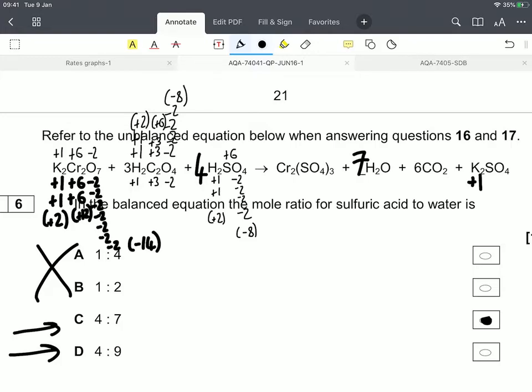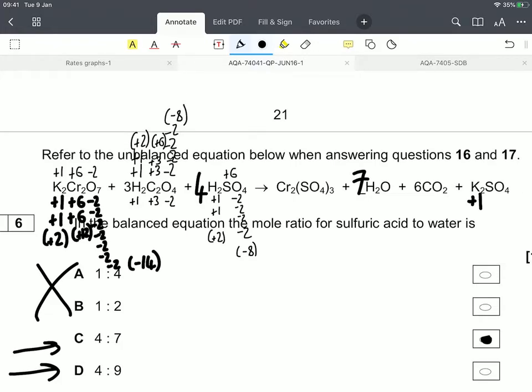Whew. Let's keep going. The chromium sulfate is a weird one. The easiest way to do this actually is to remember that the charge on the sulfate ion is -2, right?